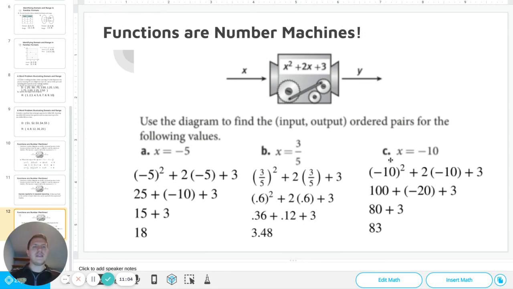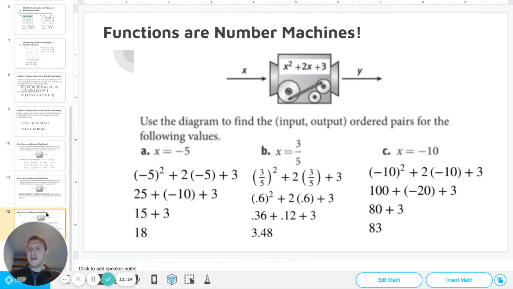And then last but not least, for negative 10. Negative 10 squared plus 2 times negative 10 plus 3. Negative 10 squared, negative 10 times negative 10 is positive 100. And then 2 times negative 10 is negative 20 plus 3. Combine the first two, I get 80. And then plus 3 gives me 83.